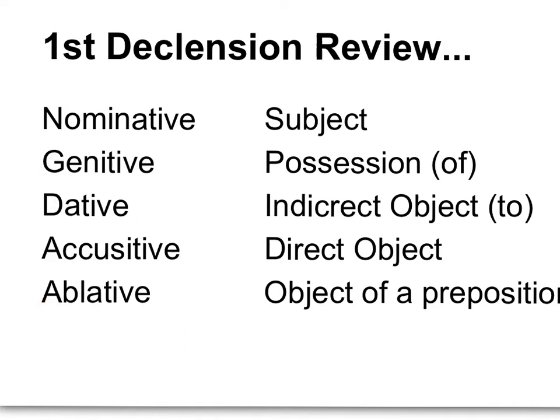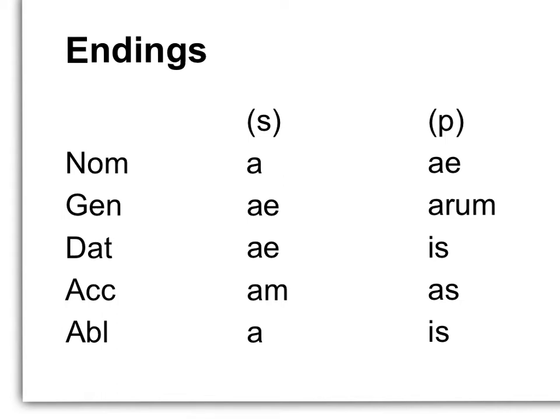And for the first declension, we have the endings nominative, genitive, dative, accusative, and ablative, and they come in singular and plural forms. A, ae, ae, am, a, arum, is, as, is.